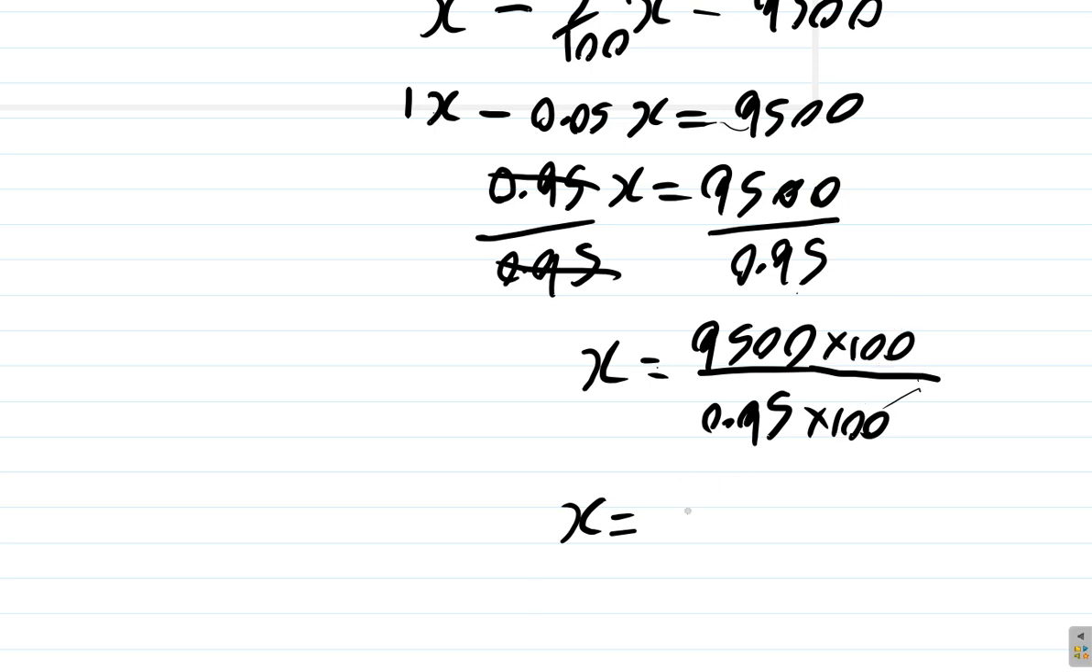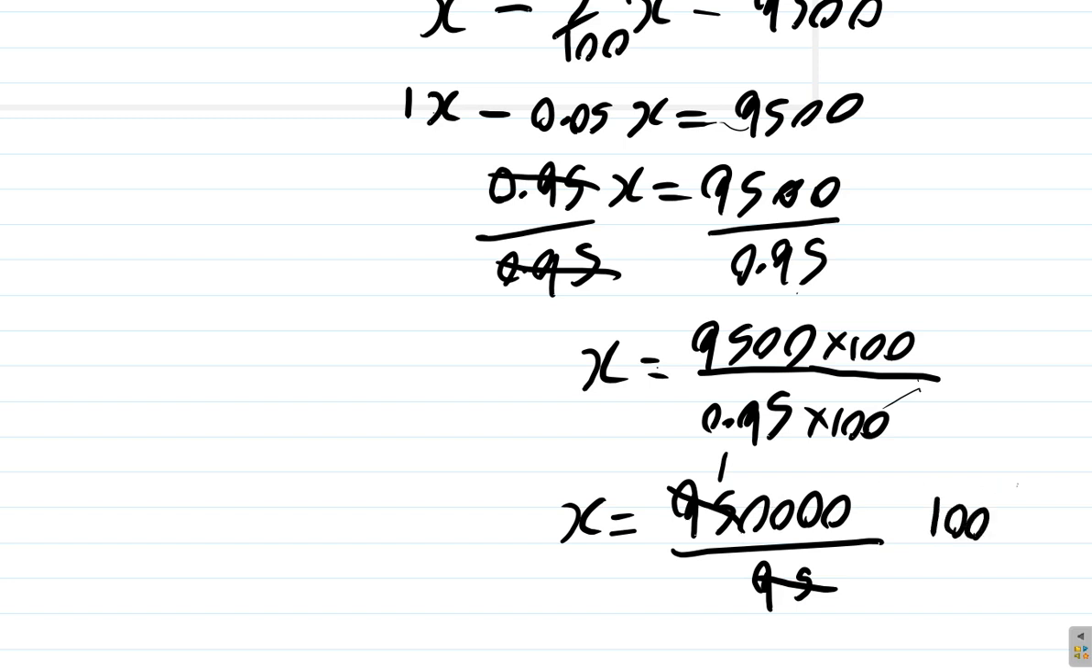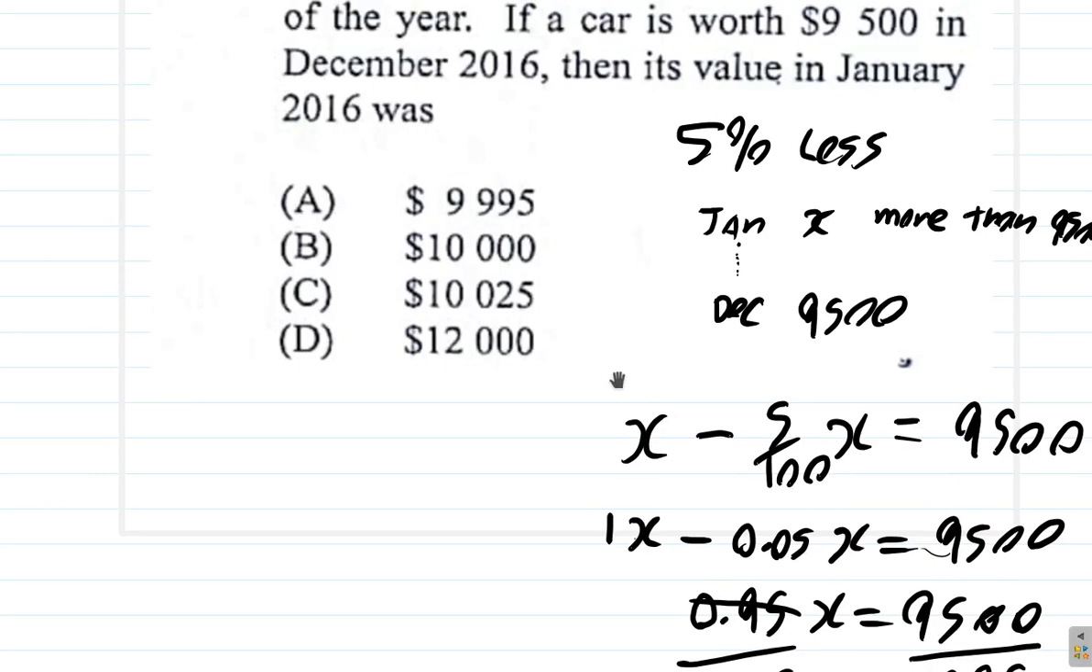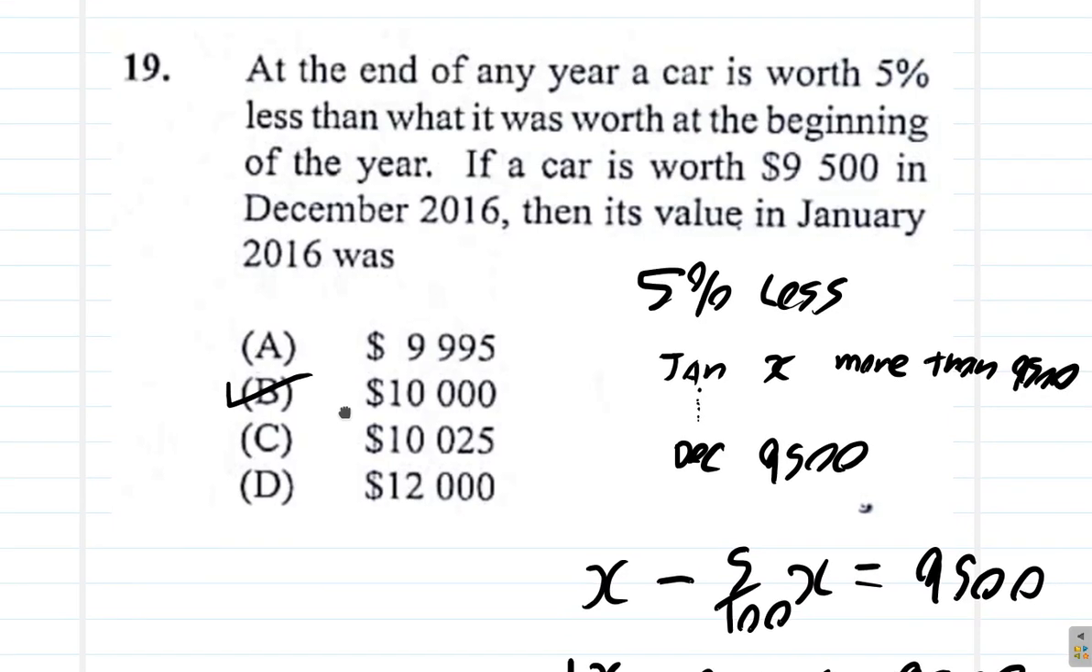So here now, 9,500 times 100, you add 2 more zeros, divided by 0.95 times 100 is 95. And then you cancel down. What you get is 1 and 4 zeros. 1 and 4 zeros. So the value would be $10,000. So in this case, the answer is B.